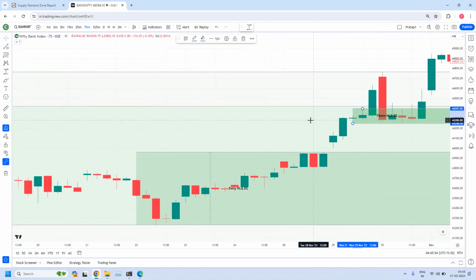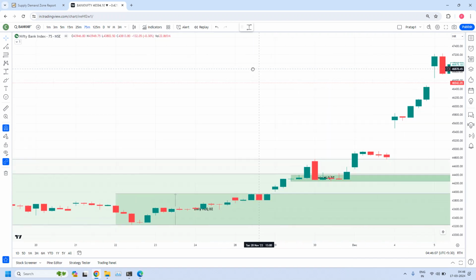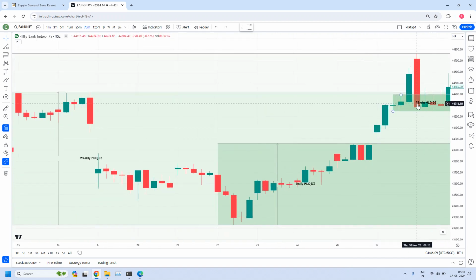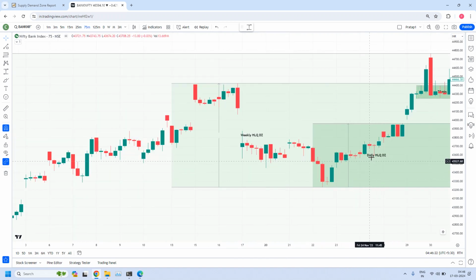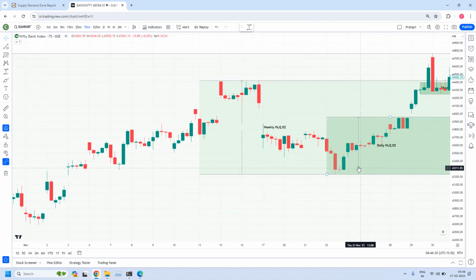See the structure, it looks not really good here, right? Many candles were inside this. Maybe there could be a lower time frame high liquidity demand zone that is probably holding the prices. The 75 minute structure is not good, but maybe holding. And inside the daily we have a drop base rally, follow through candles are there. Just to check the quality of this zone. So we have drop base rally, we have the 75 minute zone in this area.